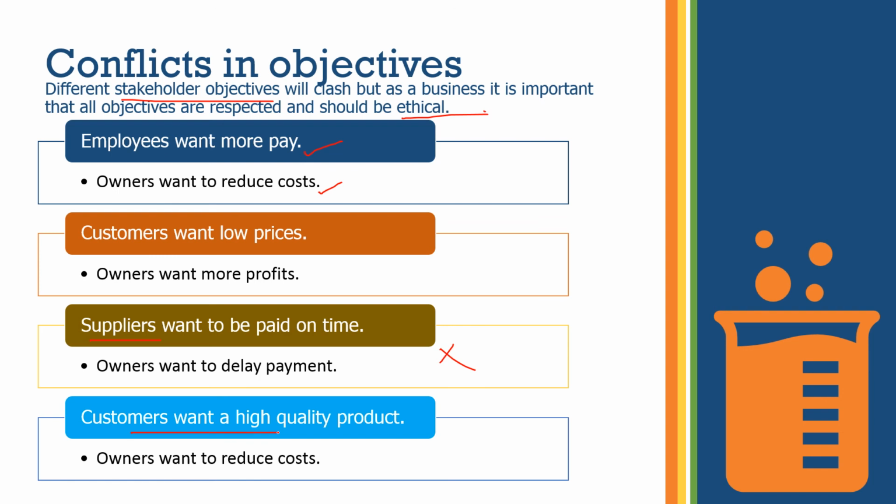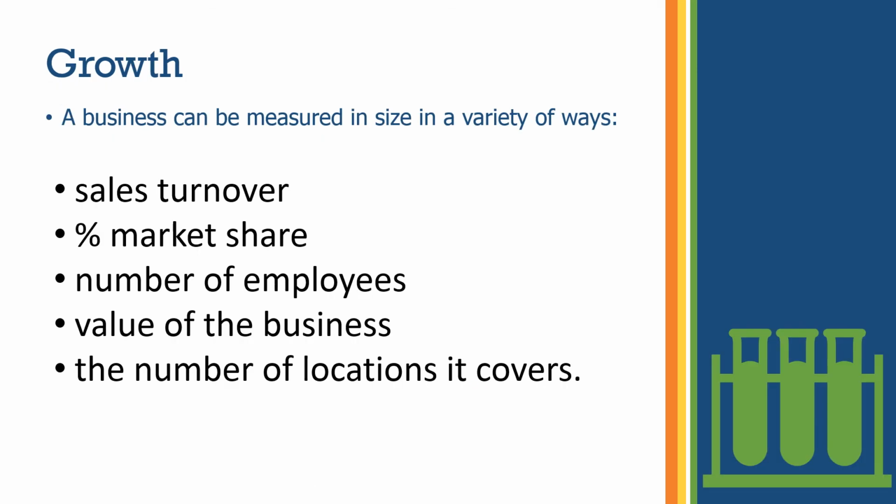Customers want high quality products. Owners want to reduce cost. So again, these two will clash, because the owner wants to make fair quality goods and sell them for a good price, whereas the customer wants high quality with low price. So these two stakeholders will clash.